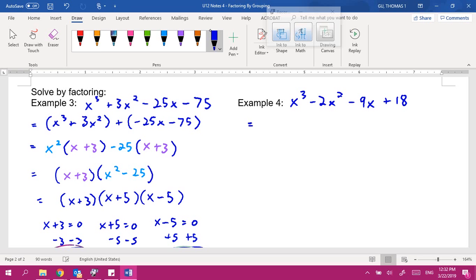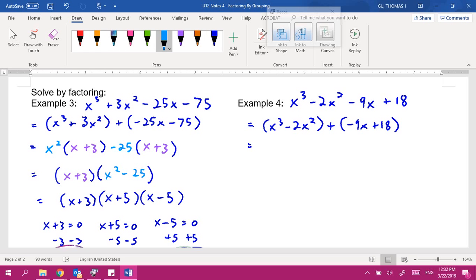Group them how? x cubed minus 2x squared, and negative 9x plus 18. So don't forget to write the plus sign in between your two groups. Right. Okay. We've grouped them. Now what? What is the greatest common factor in the first group?